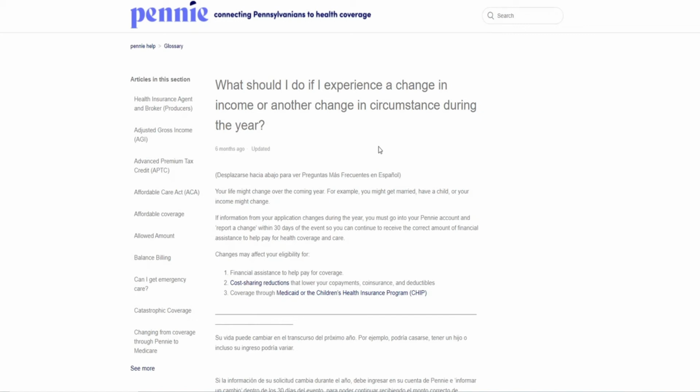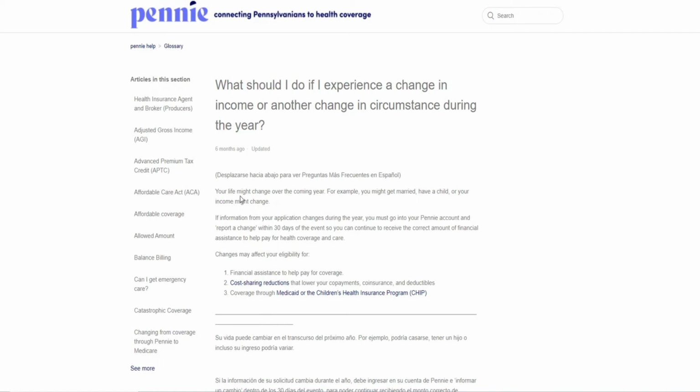A change in income is a qualifying life event. Right now, we're under the COVID-19 enrollment period, but in a parallel universe, we would have the ability of having qualifying life events, and we still do have qualifying life events that people can take advantage of with regard to changing their status and adjusting their income. When you have a significant change in income, that is one of those qualifying life events.